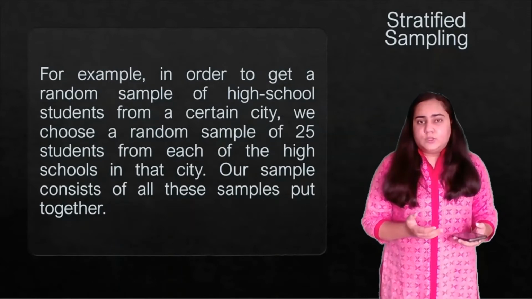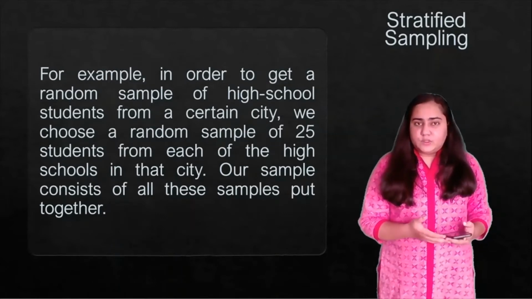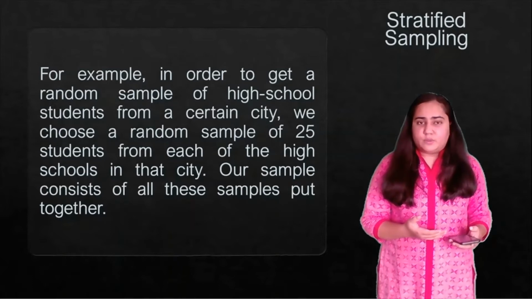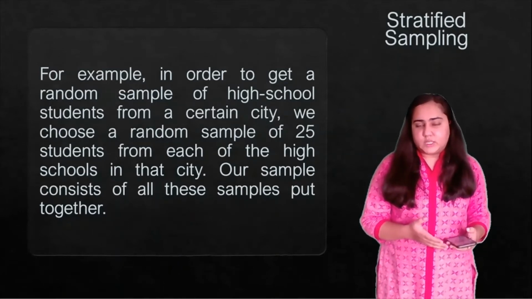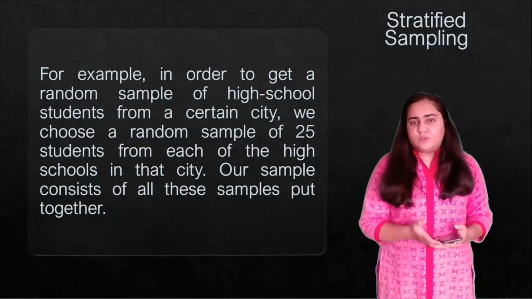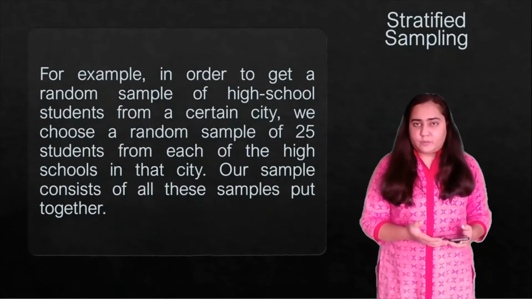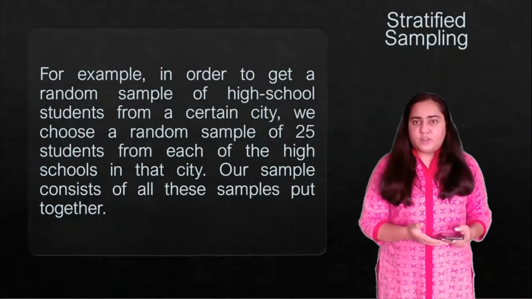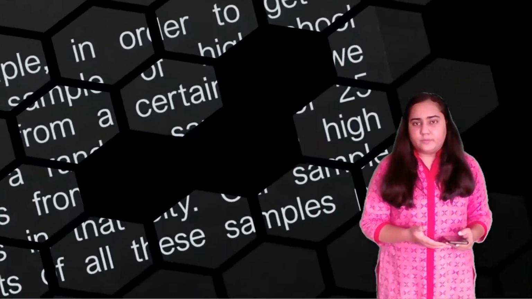So to get a random sample of high school students from a certain city, you would choose, first of all, a random sample of 25 students from each of the high schools in that city. And then you'd combine all those 25 students to create your whole sample. So this is stratified sampling.